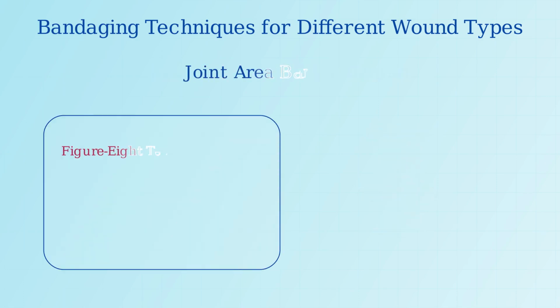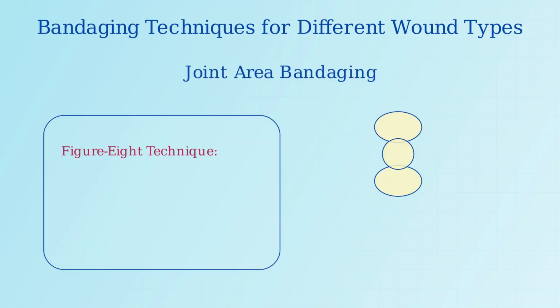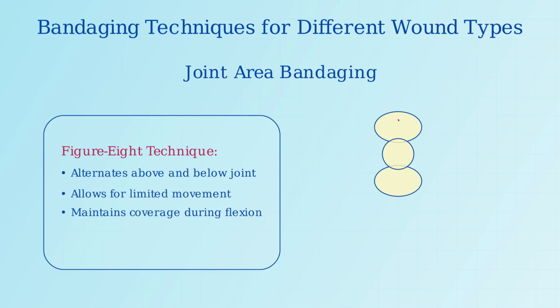When bandaging joints like knees, elbows, or ankles, a figure 8 technique is most effective. The figure 8 pattern alternates above and below the joint, crossing over the joint in the middle. This technique allows for limited joint movement while maintaining coverage, even when the joint is flexed. The figure 8 pattern also provides stability to the joint while still allowing some range of motion.